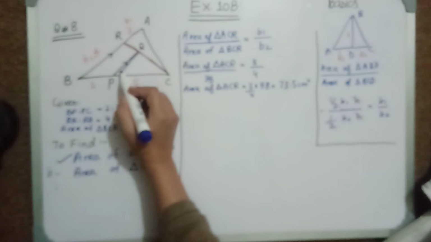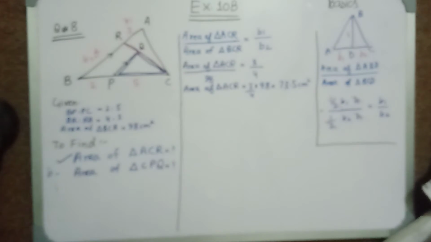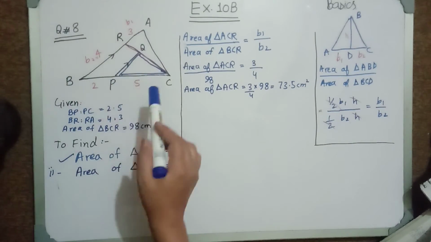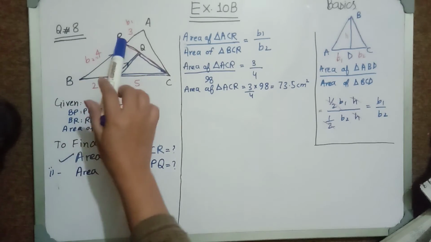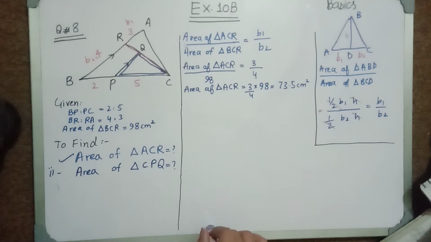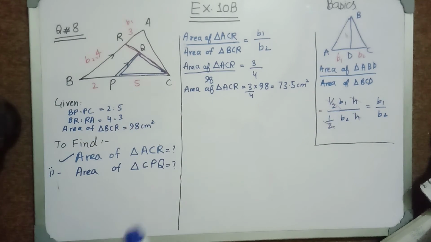Now CPQ, right? If we compare these two triangles with this whole triangle, then I can see that BRC and PQC are two similar triangles. Similar triangles are those which have same shape, right? But it's not necessary that their sides are equal, right? So I can say that these two triangles are similar, and in this case I can't use this formula, right?